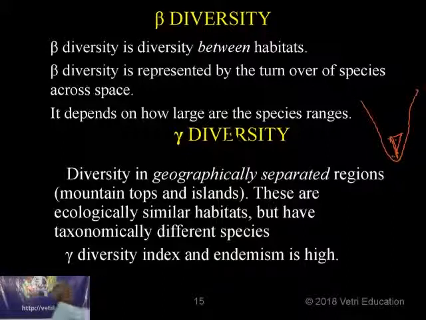So beta diversity is the difference between the habitats. I go to different habitats, and the difference exhibited is what is called beta diversity. Beta diversity is represented by the turnover of species across space. It depends on how large the species ranges are. Once again, it depends upon the range.